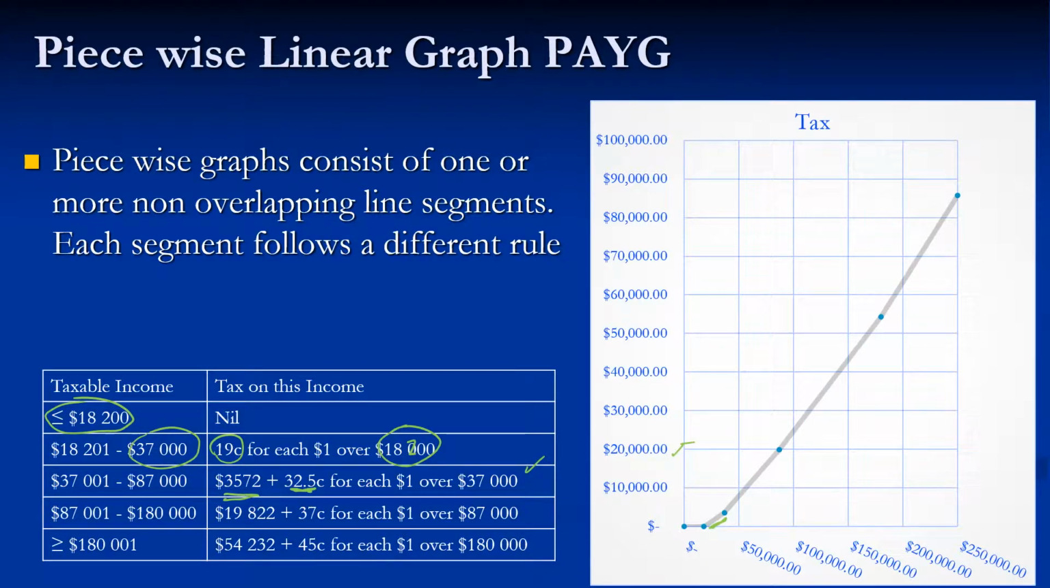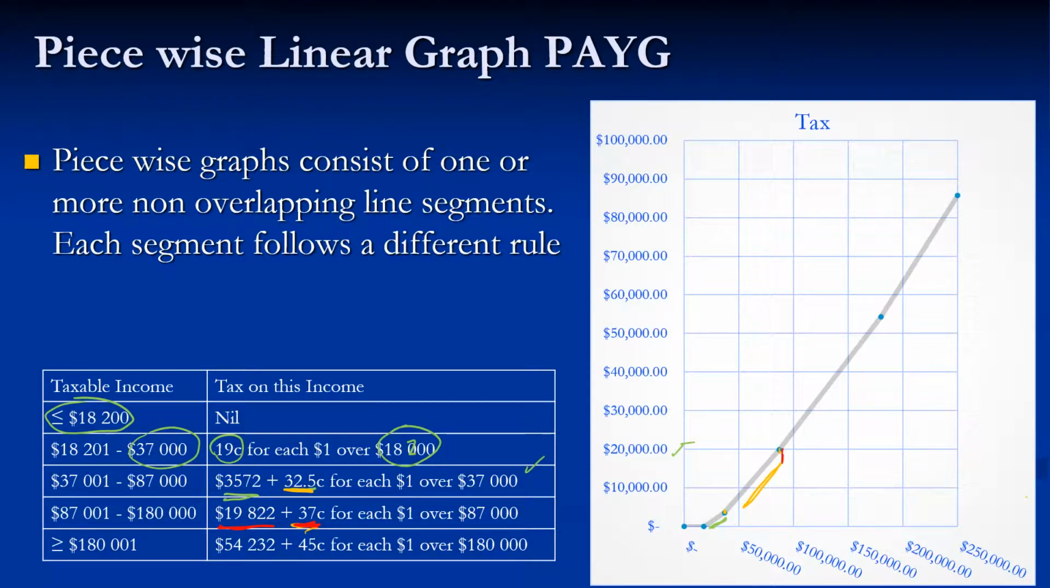$3,572. So if we look at the next bracket here, that's going to be represented by this line. And so that's getting a little bit steeper. So we just need to note the turning point, and then we can connect the segments from there. So if we have a look at the next one, it's a little bit steeper again. So we're at 37% or 37 cents for every dollar over $87,000 for this next tax bracket, plus that $19,822.